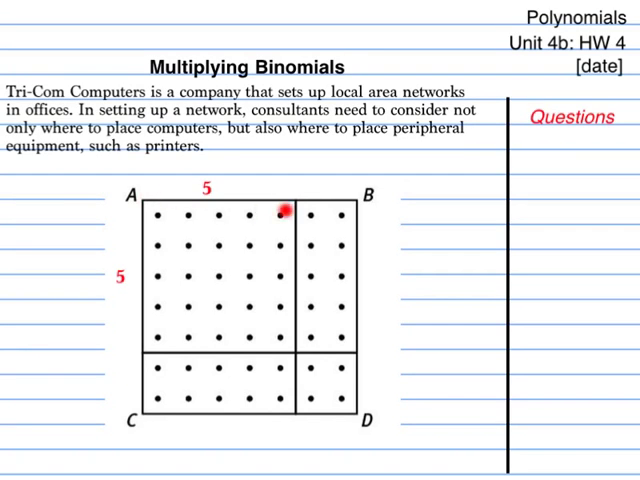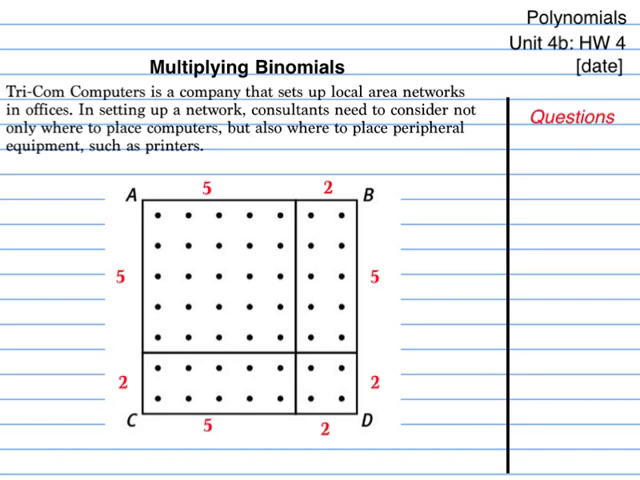So in this area, we have 5 rows by 5 columns. They're going to report to printer A. And in this area, we have 2 rows by 5 columns that will report to printer C. Here we have 5 rows by 2 columns that will report to printer B. And then finally, this small area will have 2 rows by 2 columns that will report to printer D. All in all, we have 25 computers plus 10 computers, plus 10 computers, and 4 computers, for a total of 49 computers that will report to 4 different printers.